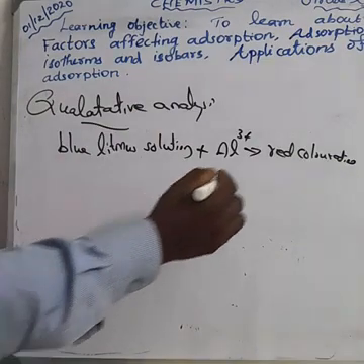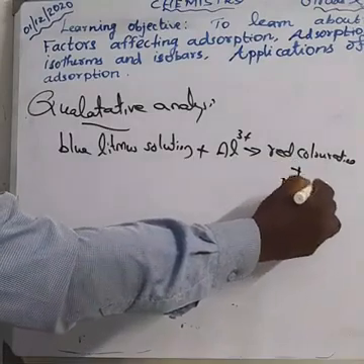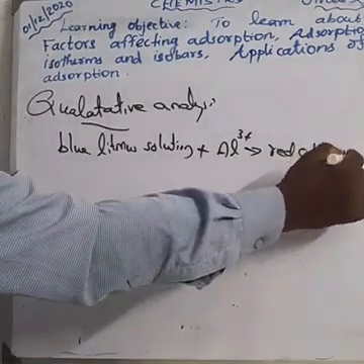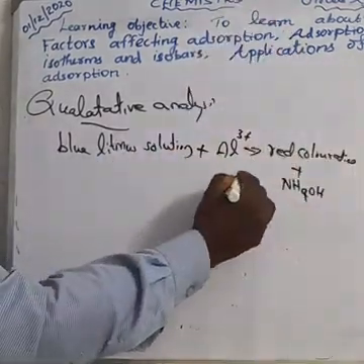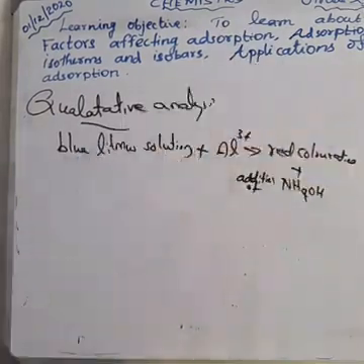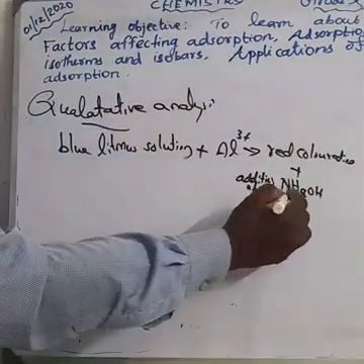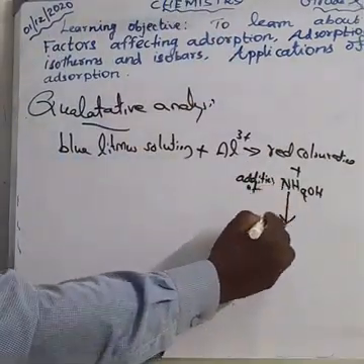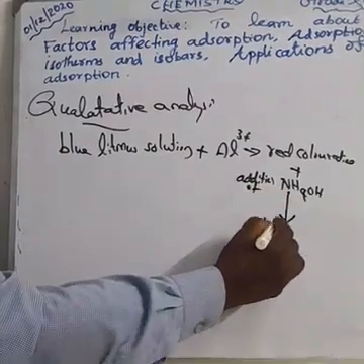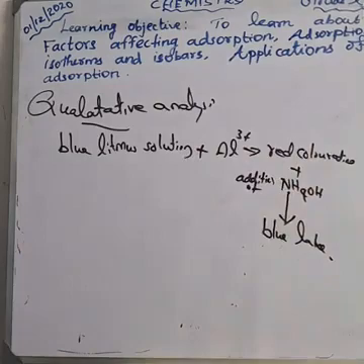Next we have to add ammonium hydroxide. Adding ammonia, here ammonium hydroxide, gives a blue colored lake. Blue colored lake. Why?